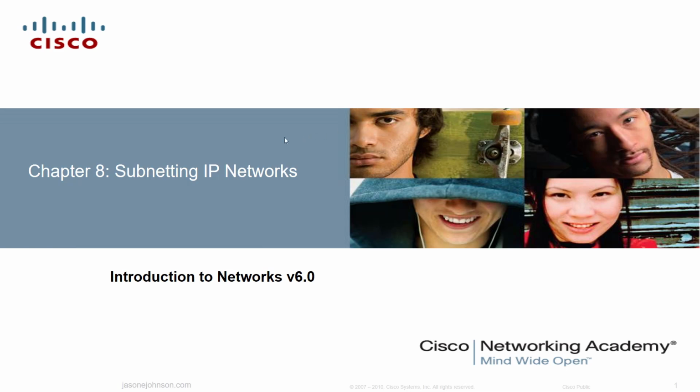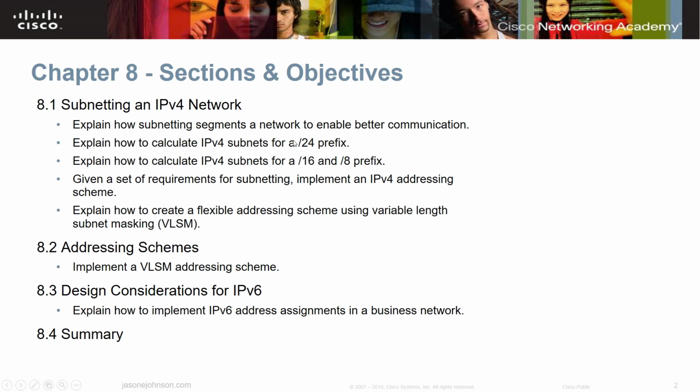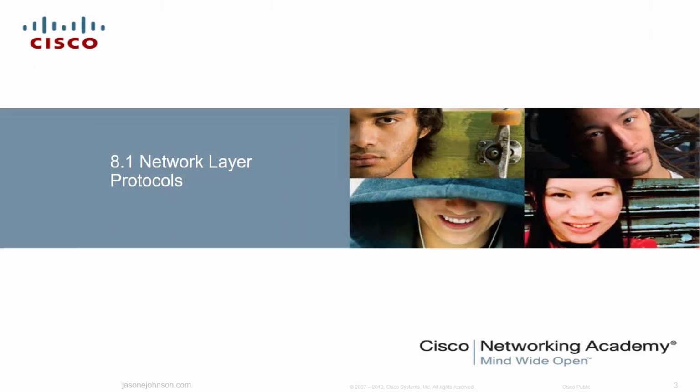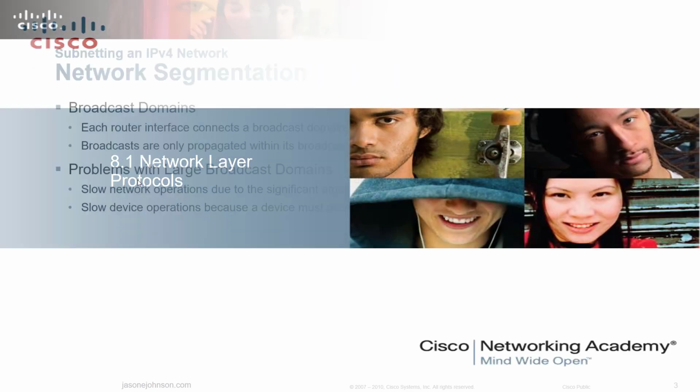Okay, so Chapter 8, Subnetting IP Networks. We're going to talk about why we subnet networks, and we're going to talk about subnetting an IPv4 network, why we do that, and explain how subnetting segments enables better communication. We're also going to look at v4, we're going to look at v6, we're going to look at addressing schemes. We've got a whole bunch to cover here. So 3 sections here that we're going to cover. So let's move forward and let's talk about first the network layer protocols.